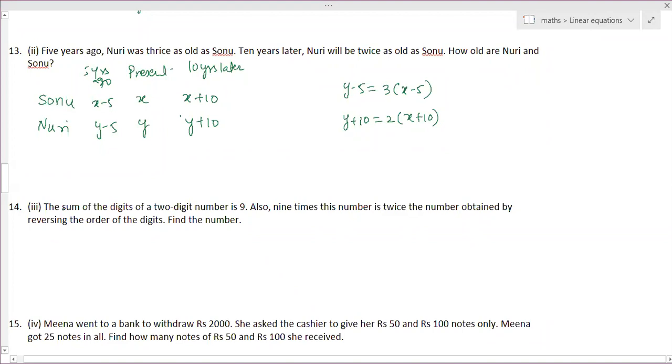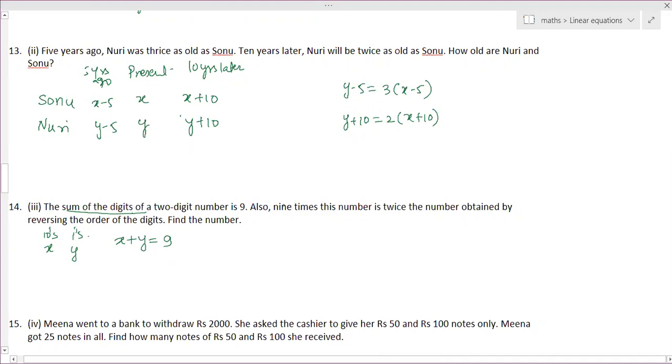10x plus y equals 9. No, the sum of digits. What are the digits for a 2-digit number? You will take the tens place and ones place. So the tens place digit is x and the ones place digit is y. So the sum of these digits is 9. Yes, ma'am. So x plus y is equal to 9. This is the first equation.